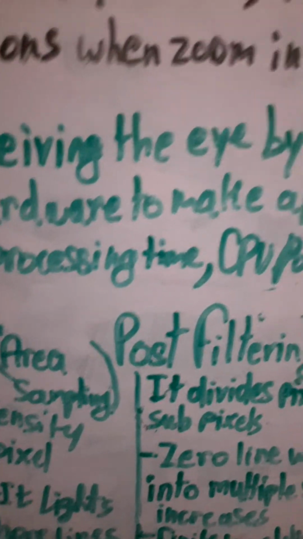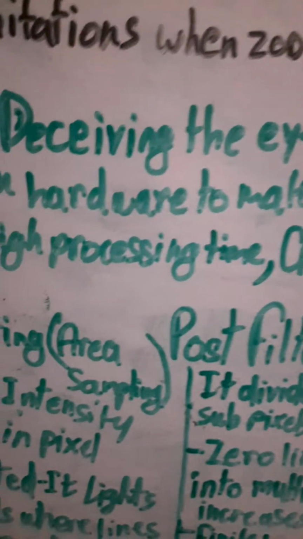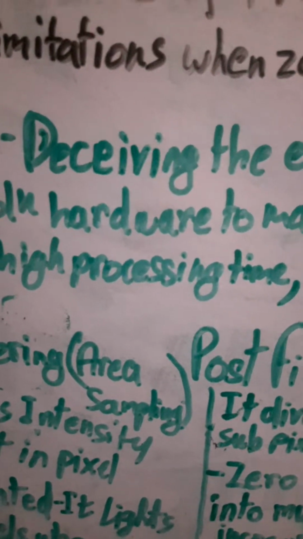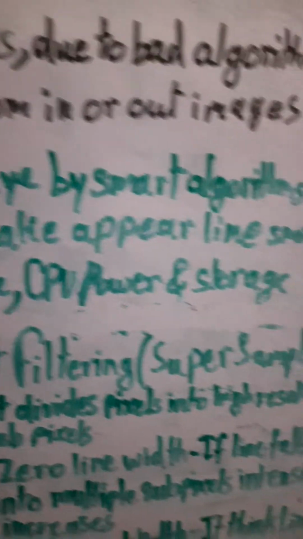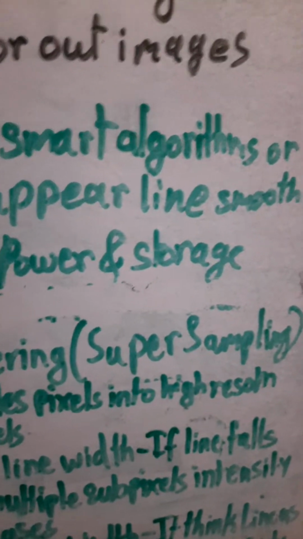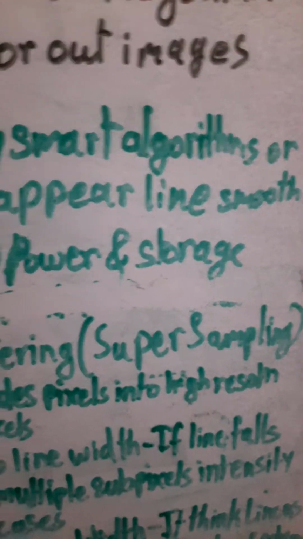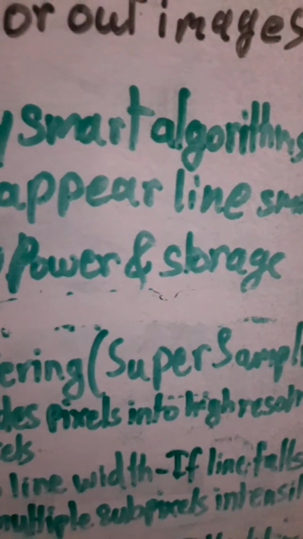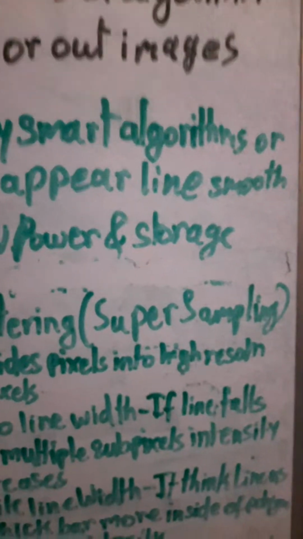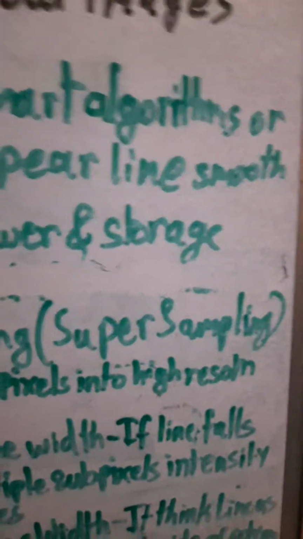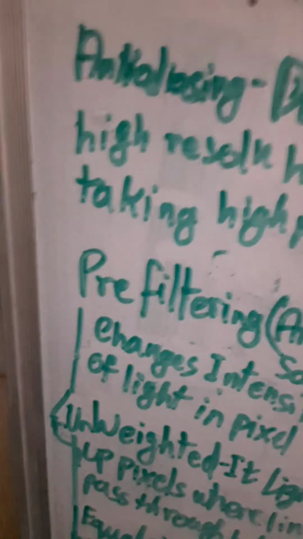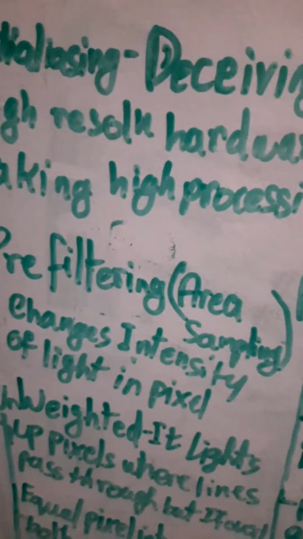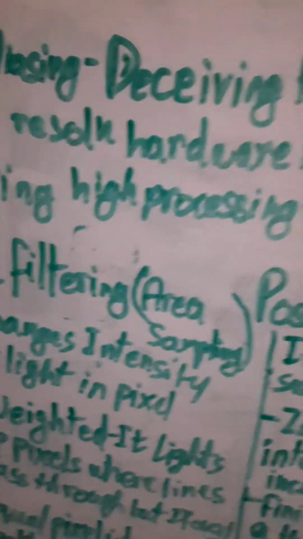Our human eye is really, really dumb, so you're just fooling it. Deceiving the eye with smart algorithms, with better rules of calculations and better operations, or with high resolution hardware. If you have better hardware, like my phone has 6 dots, let's say your phone has 10 dots.